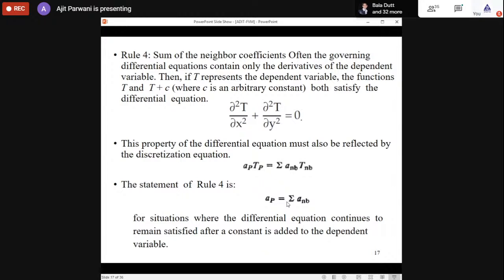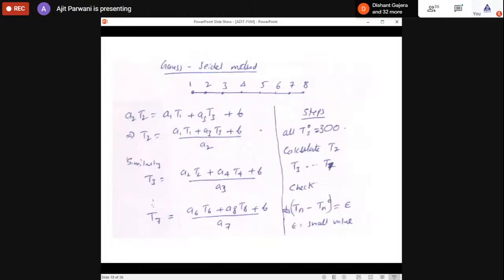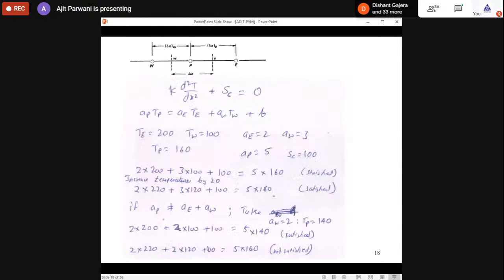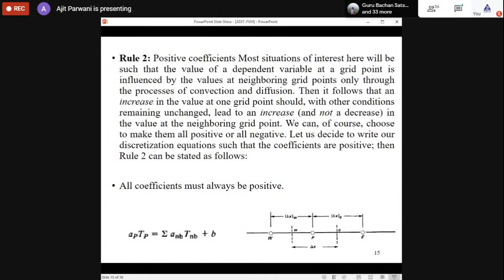So all these rules must be validated if we do not want to have an unrealistic solution. If we do not want the unrealistic solution, all 4 rules must get validated by the discretized equation. So now these are the rules and this is the discretized equation.